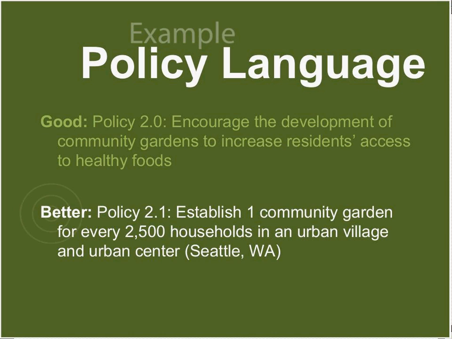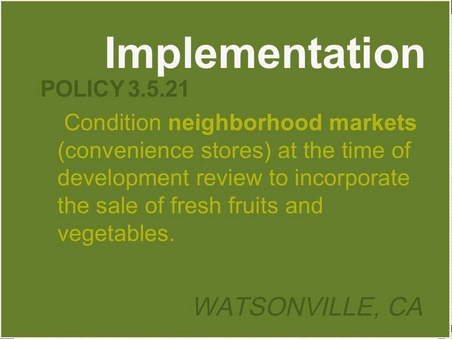And the reason why I think this policy is better is that it, first of all, sets a standard of level of service, basically, and it also defines where exactly community gardens should be located. So they're talking about this sort of place, urban village and urban center, which is a Seattle term for neighborhood. This policy gives you much clearer guidance on where and how community garden development should be prioritized.